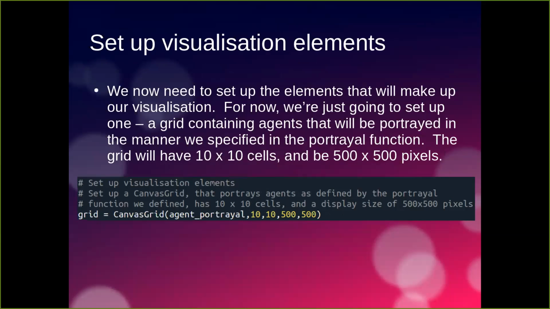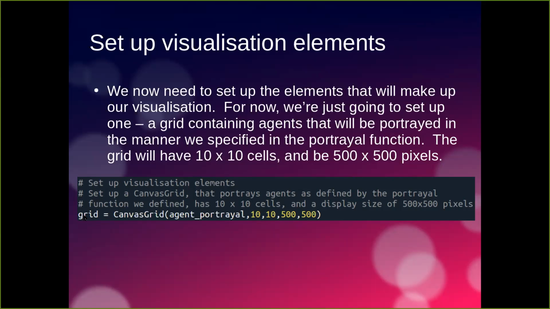So once we've got that portrayal, we've defined how we want our agents drawn on the screen. We now need to set up the elements that are going to make up our visualization. So what we're going to do for now is just set up one visualization element. We're just going to have a grid that contains our agents, and the agents will be drawn in the way in which we've described in the portrayal function that we just wrote. And I'm going to tell it that I want a grid that has 10 by 10 cells, and I want it to be 500 by 500 pixels. So that's both the number of cells for the dimensions and also the absolute number of pixels that we want it drawn out on the screen.